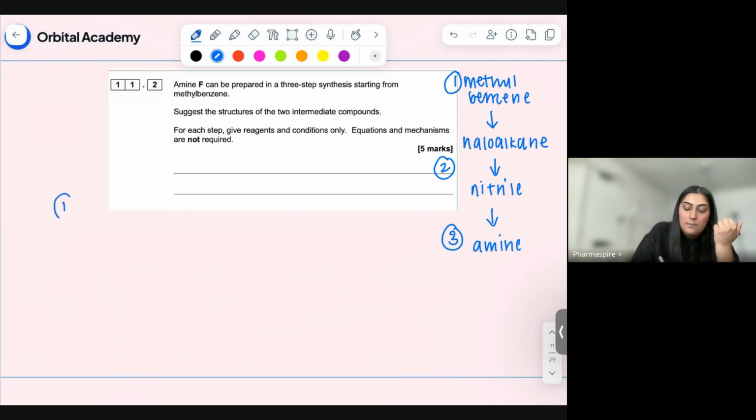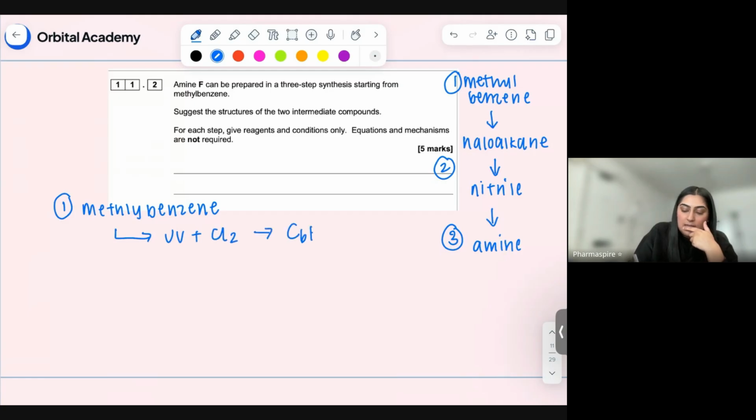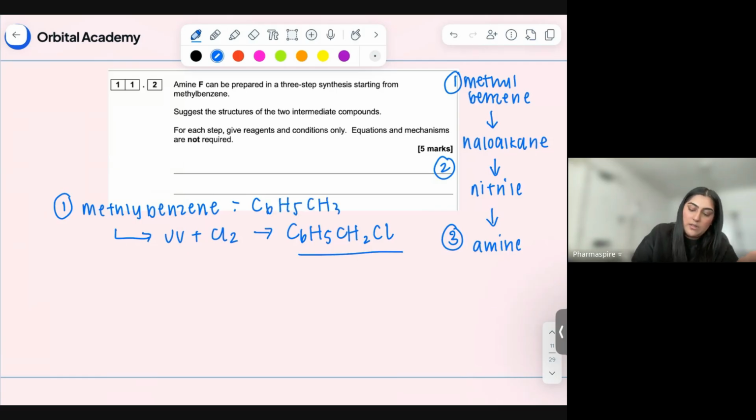So for step 1, methylbenzene, we want to get it to a haloalkane. So we do UV light plus Cl2, and then you end up getting C6H5, because that's your benzene. Remember, one of the H's gets replaced, and then we're going to change it to that. So is everyone happy how I got that? Because this is C6H5CH3. So one of the H's gets replaced by Cl, yeah? I'm just using chlorine because it's easier, but you could use bromine, I guess.